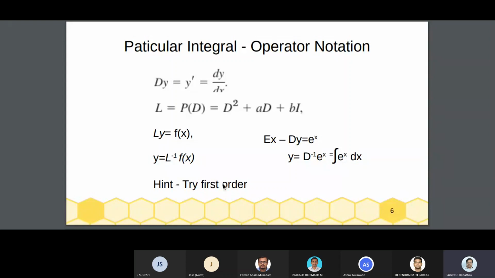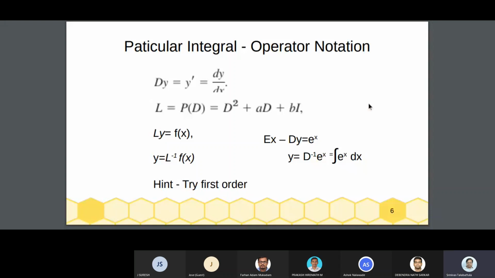Suppose you want to find out dy/dx for some x power n into e power x. Then you try it for second order, D square, etc., if they are there. Then you try it for the first order and check whether there is some clue. Okay, so that is a hint.